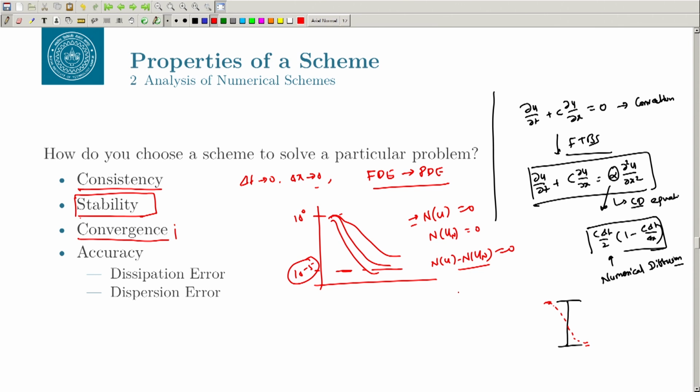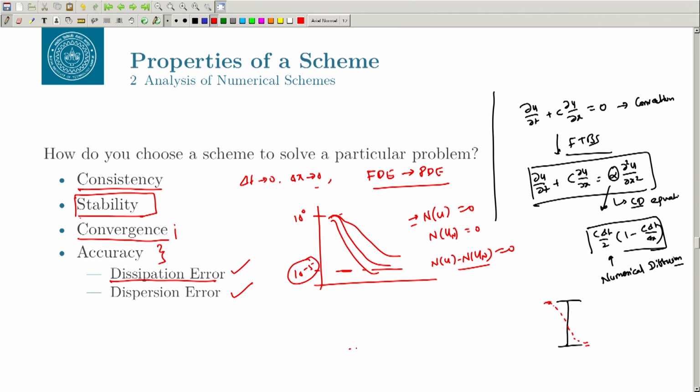Finally, we will look into the accuracy. There are two kinds of errors normally found in CFD calculations. One is termed the dissipation error, and another is called the dispersion error. We have looked at the dissipation errors a lot, when we said that when you refine the grid, the solution becomes better. That means there was some error coming from numerical diffusion. That kind of error comes under the dissipation error.